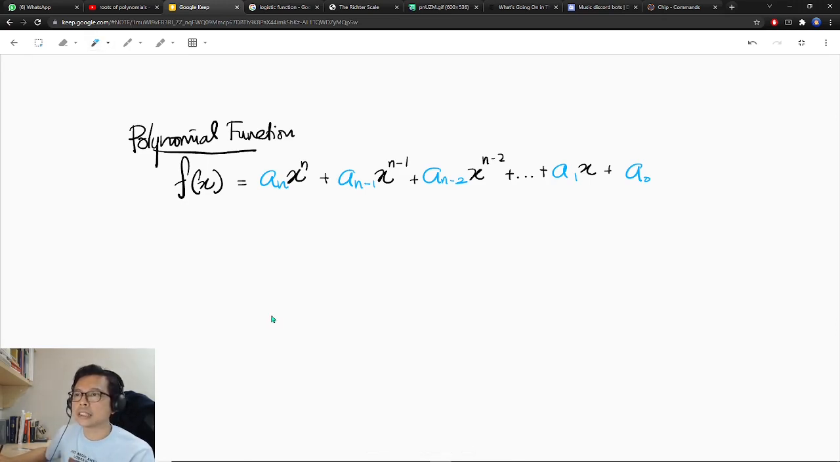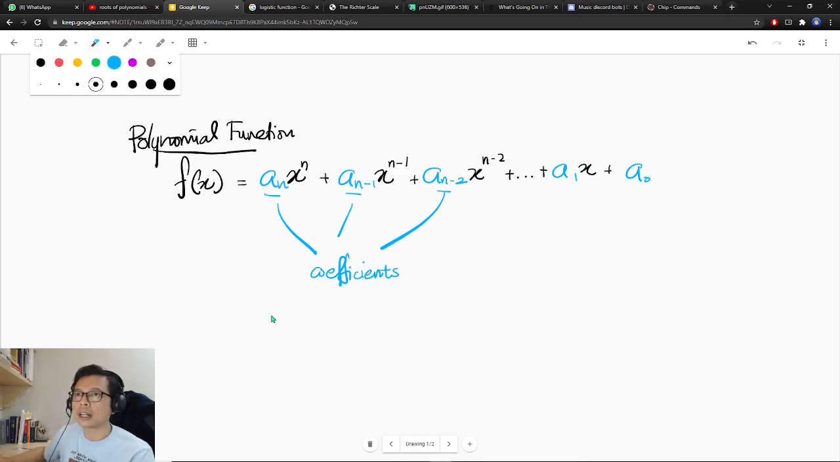These, the blue ones, we call the coefficients. That means it's not a variable. Variables are these x's. Remember, this is a function of x. So these are the one thing that varies.